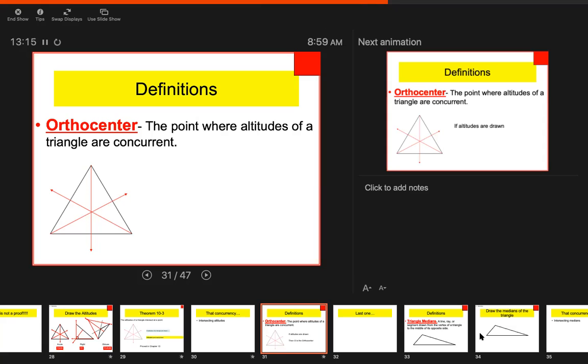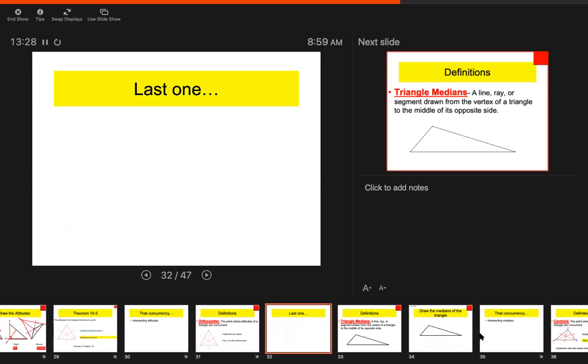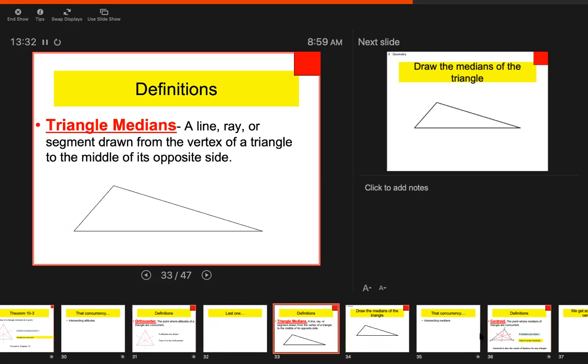All right, here we go. So orthocenter, cool, whatnot. It's an interesting fact. We get nothing from it other than its name. All right. If all the altitudes are drawn and they meet in the center, and that center is called the orthocenter. All right, last one. I will also not prove this until chapter 13.